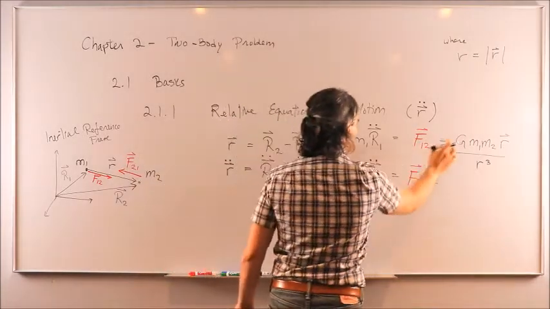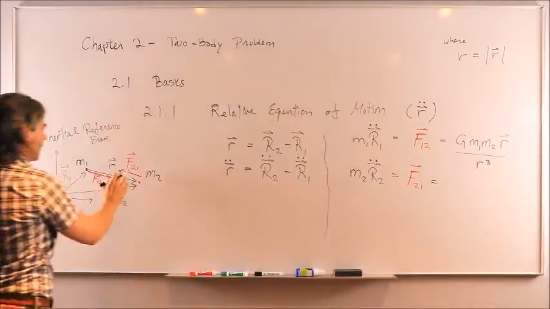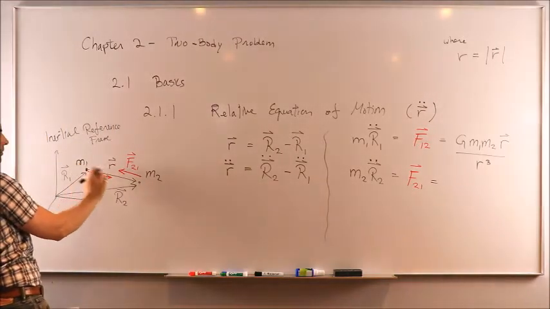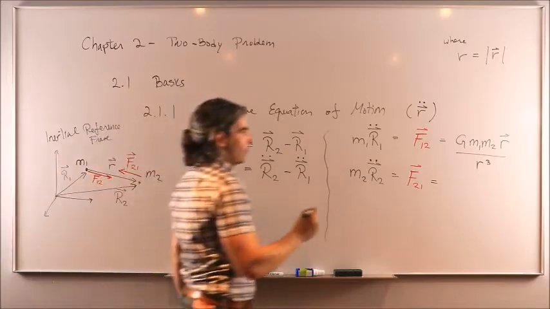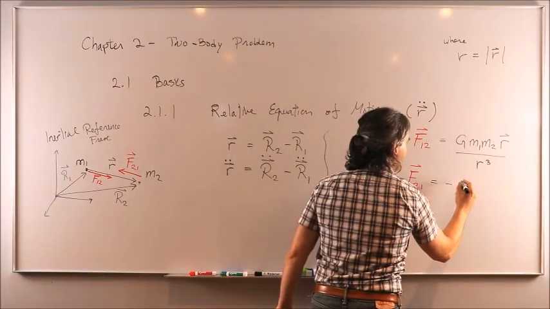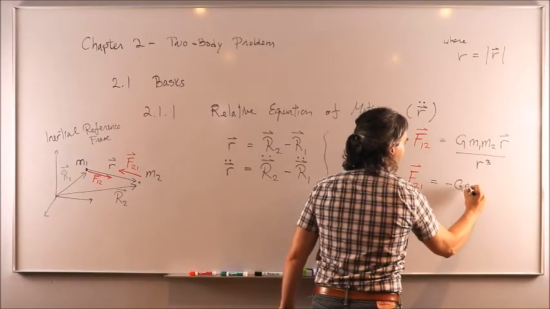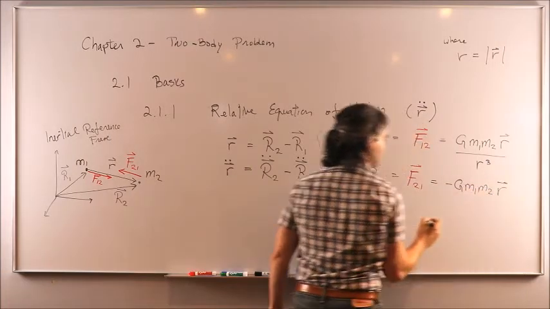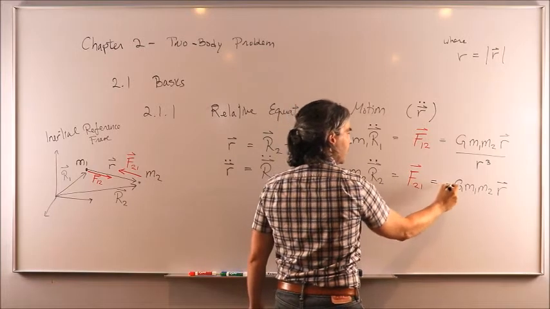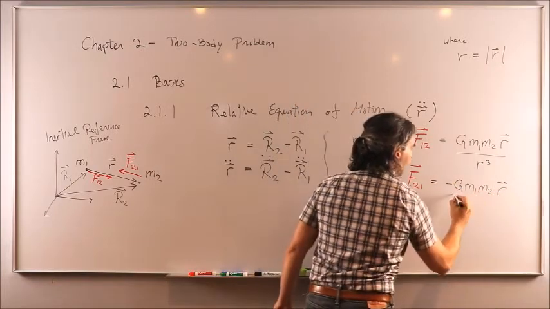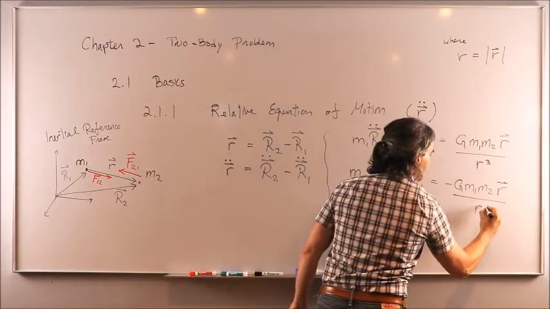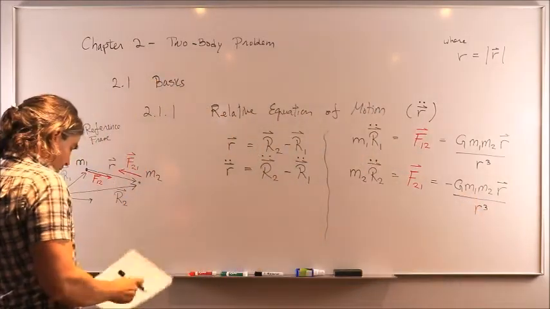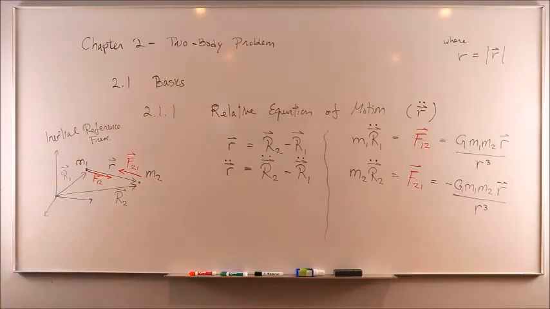So this is F12, but going back to my diagram here, I can say that F21 is in the opposite direction of my position vector r, and thereby I need the minus sign here. So minus G m1 m2 position vector, F21 in the opposite direction of r, all this being divided by the distance cubed. Okay, that wasn't too bad.